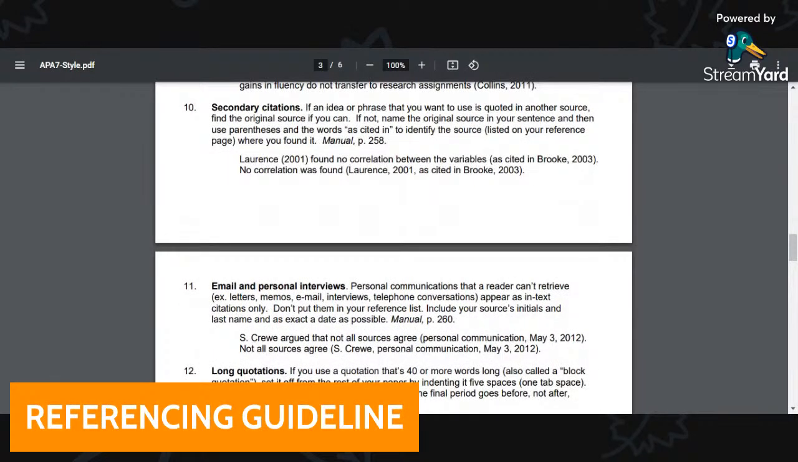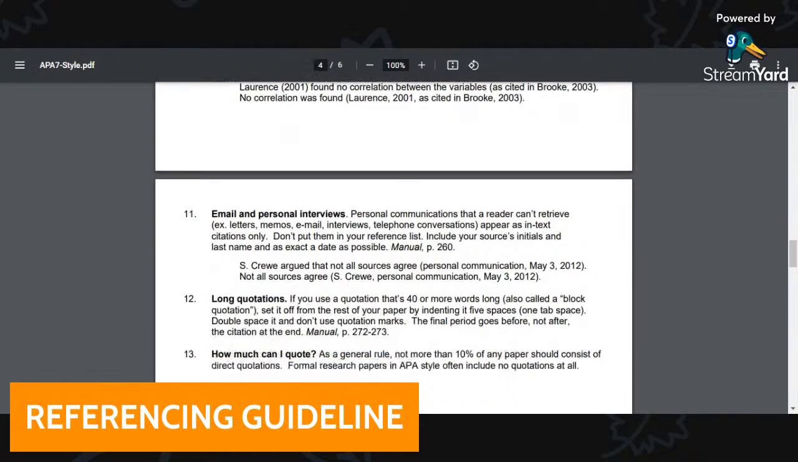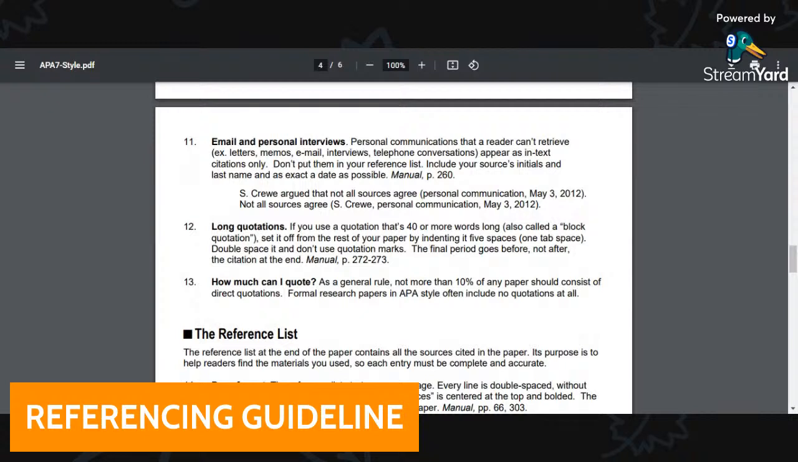Email or personal interviews, how we can cite them in our research work. Long quotations, how much can I quote? As a general rule, no more than 10% of any paper should consist of direct quotations. Means we can use 10% of any research article or paper directly in our research work.